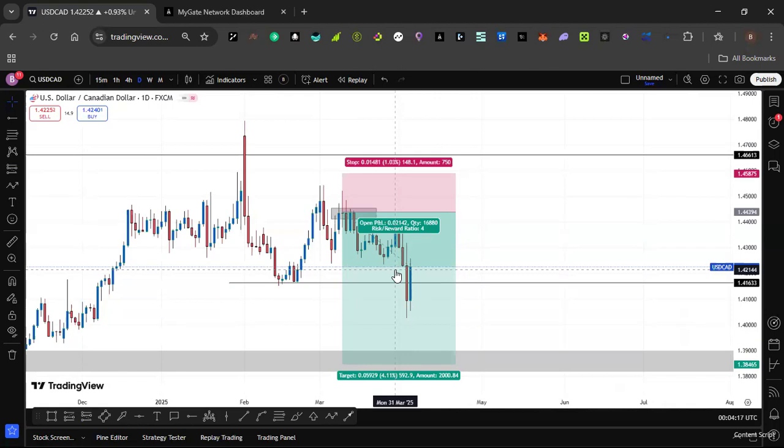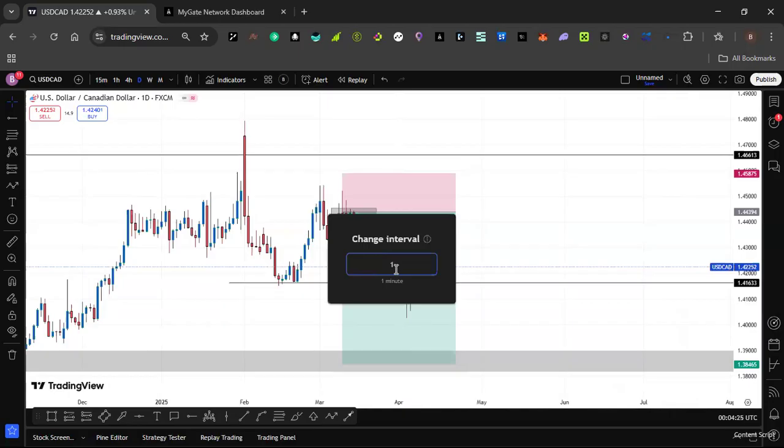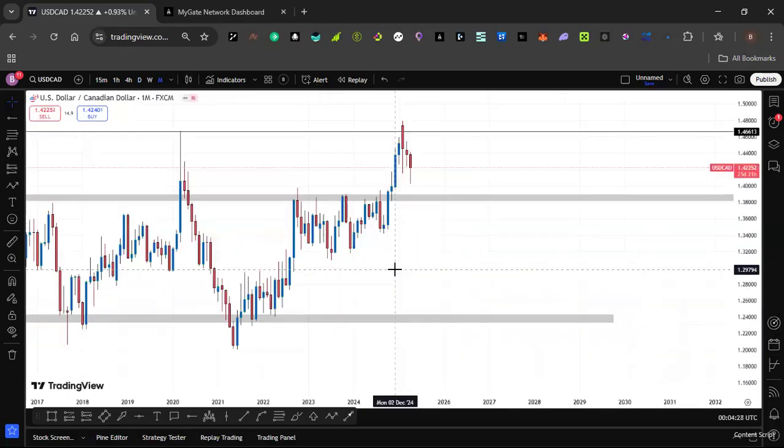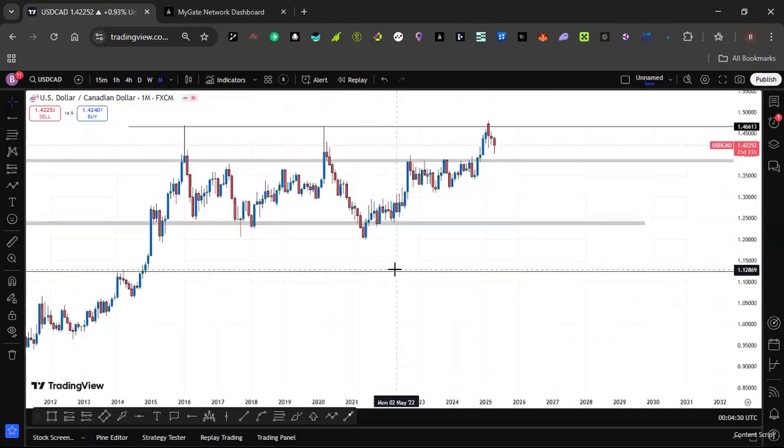Then I'll go over to showing you guys what I'm seeing next on DSY. I'm seeing some juicy moves forming on DSY. So let's start from the monthly time frame on USD CAD. So this is the monthly chart on USD CAD.